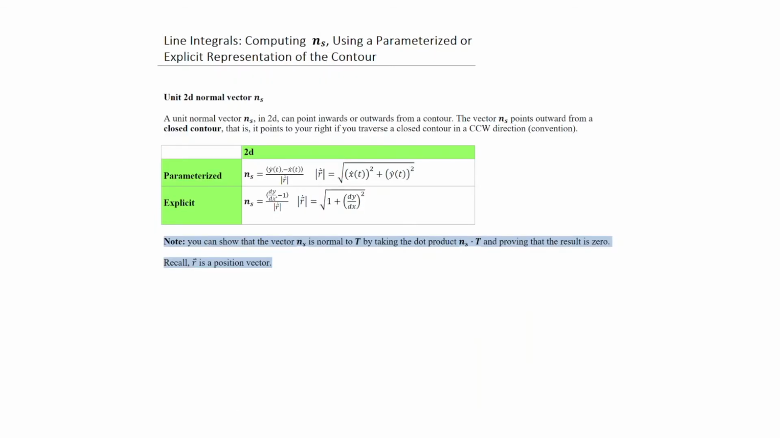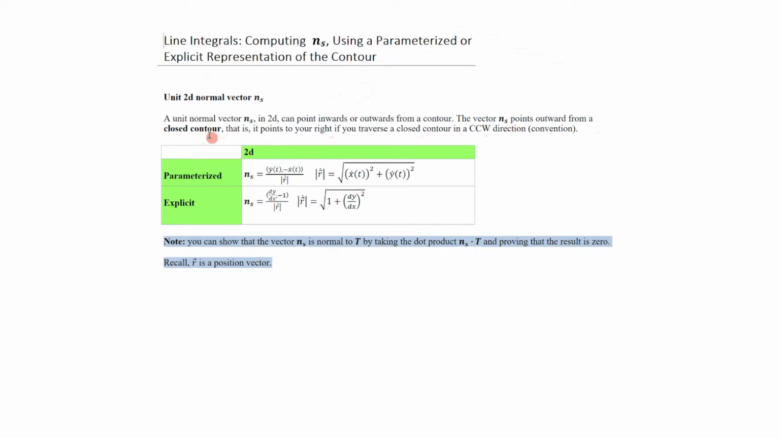All right, if you wanted to compute the unit vector normal to a contour using a parameterized or explicit representation of the contour, then basically we follow this procedure. A unit normal NS in 2D can point inwards or outwards from a contour, similarly, as a tangent vector can be either pointing along the contour in one direction or in the opposite direction. The vector NS points outwards from a closed contour.